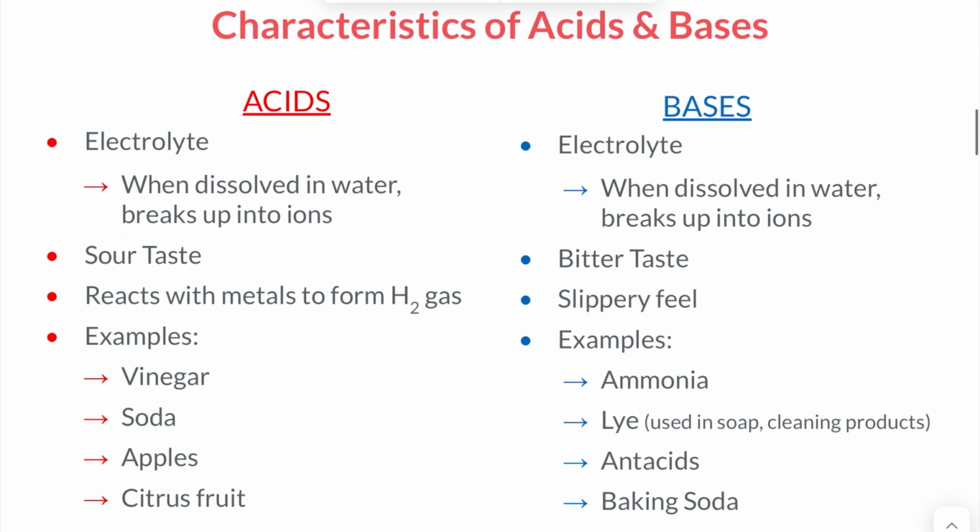So what are the characteristics? Things that are acidic are electrolytes. An electrolyte is something that, when dissolved in water, is going to break up into ions. A lot of times those are just our ionic compounds. Acids have a sour taste, and they react with metals to form hydrogen gas. Some examples of acids that you may have worked with or might be familiar with are vinegar, soda, apples, and citrus fruit. They are all acidic.